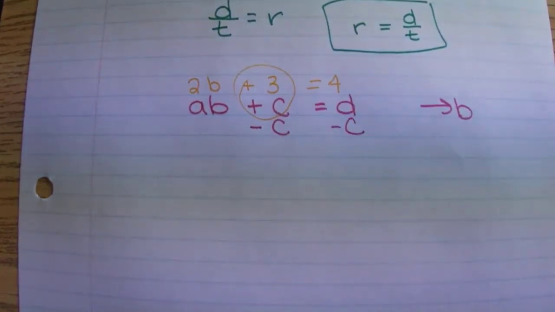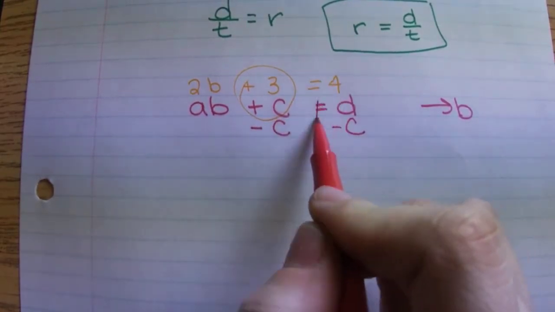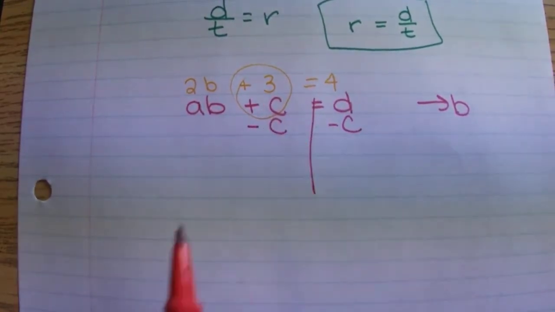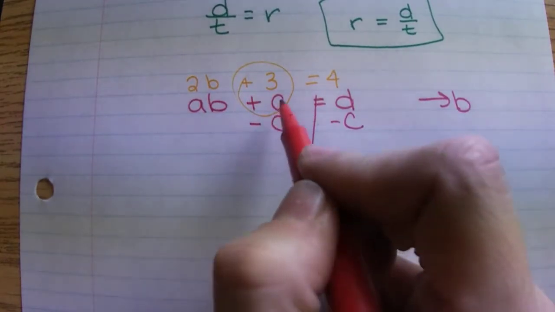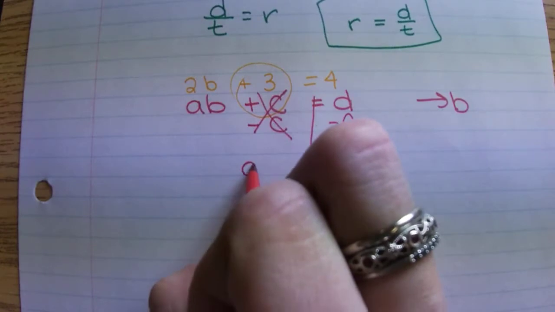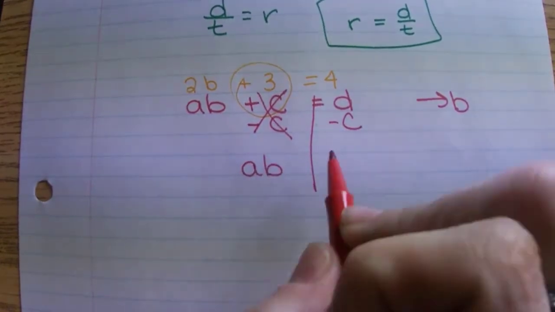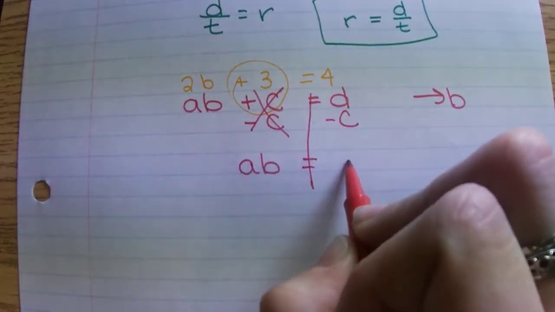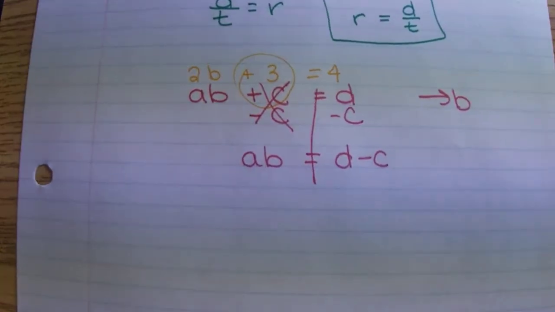Okay, and whatever we do to one side of the equal sign, we have to do to the other. So no writing it over here, right? Once to the right side of the equal sign and once to the left side of the equal sign. So our C's are going to cancel out, which leaves us with AB. Again, no computation. This is just D minus C.